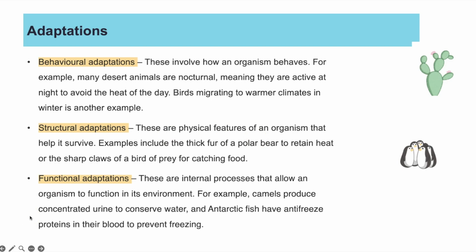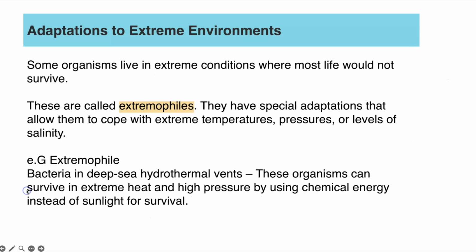And then functional adaptations are internal processes that allow an organism to function in its environment. So, for example, camels produce really concentrated urine to conserve water. Antarctic fish have antifreeze proteins in their blood to prevent their blood from freezing.